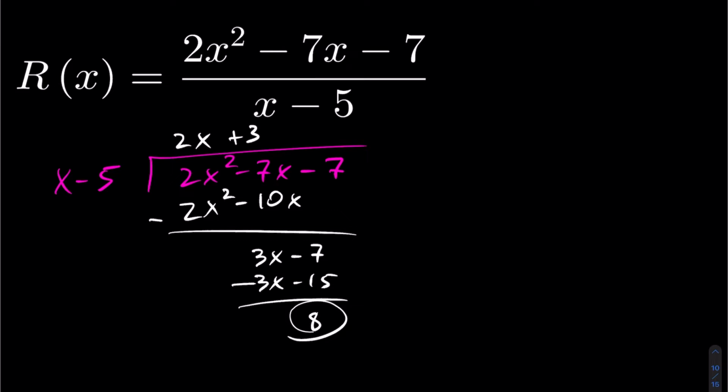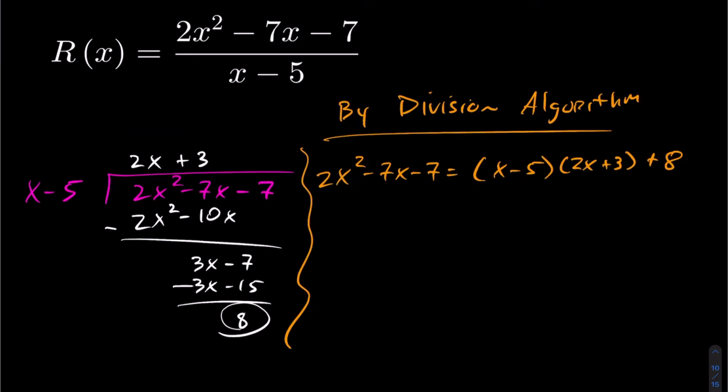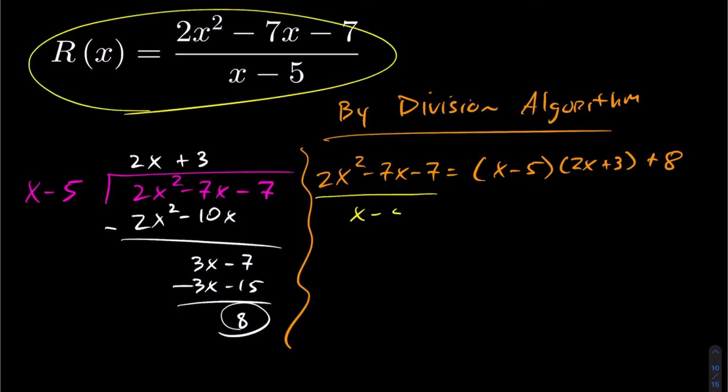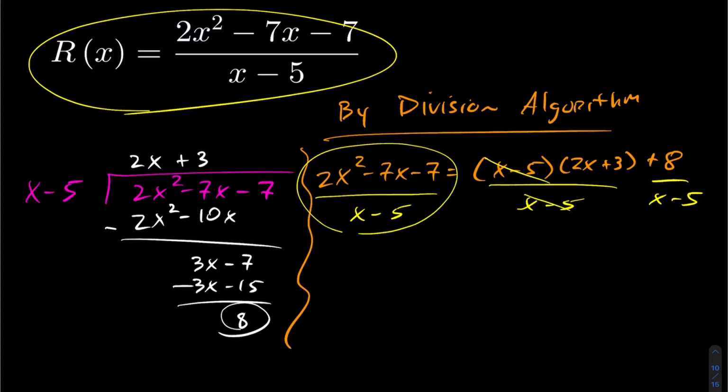Now how do we use this to find our slant asymptote? If I use the division algorithm, we get the following decomposition: the polynomial breaks up into my quotient times my divisor plus my remainder. Now I want to recreate my rational function r of x, so I'm going to divide across by x minus 5 on every single term. We get cancellation, and this right here is my rational function r of x that we've been working with. It ends up decomposing into 2x plus 3 plus 8 over x minus 5.